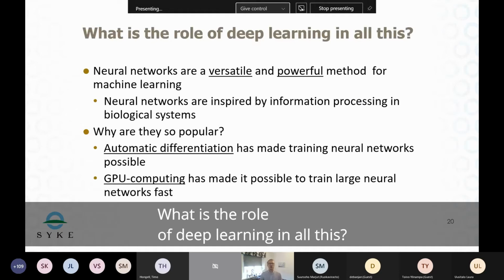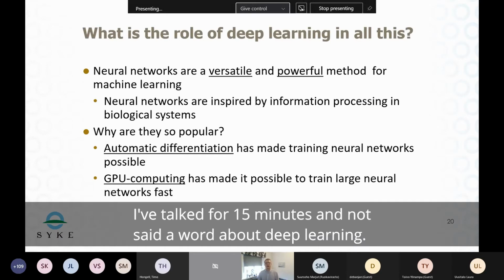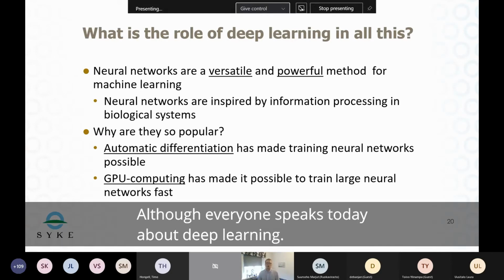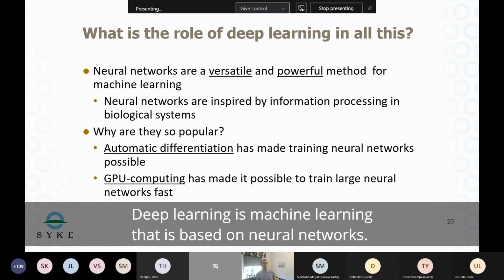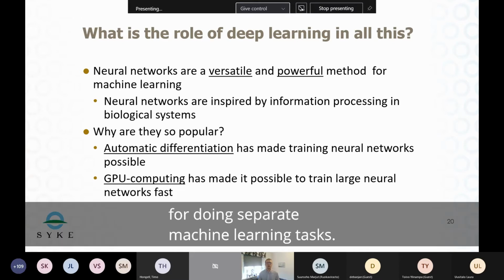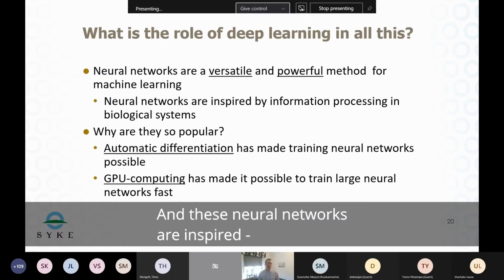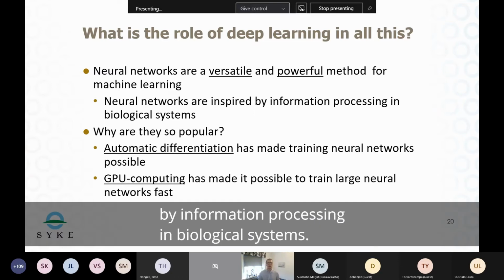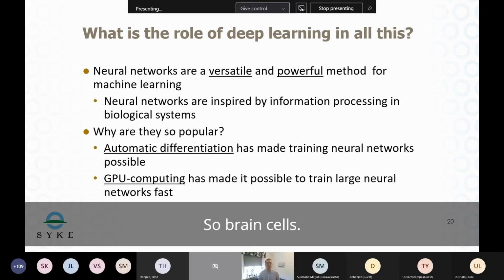So what is the role of deep learning in all this? I have talked for 15 minutes and I haven't said a word about deep learning. Although everyone speaks today about deep learning, deep learning is machine learning that is based on neural networks. And neural networks are a very versatile and powerful method for doing separate machine learning tasks. And these neural networks are inspired by information processing in biological systems, so brain cells.